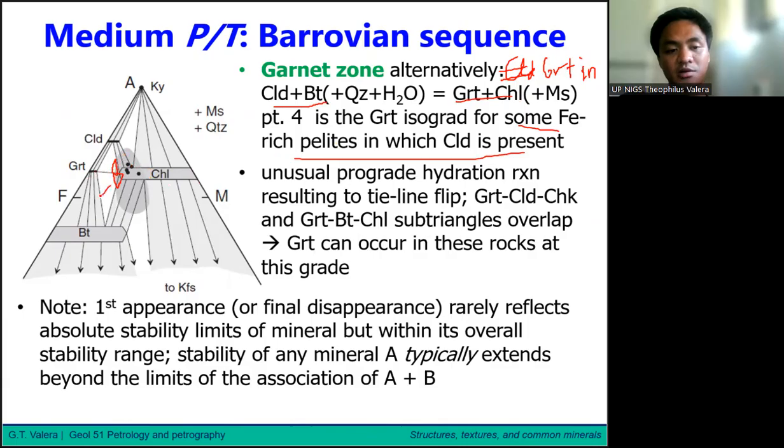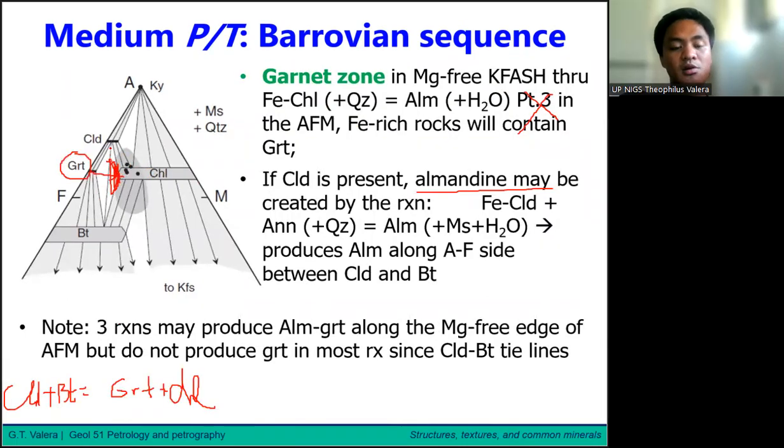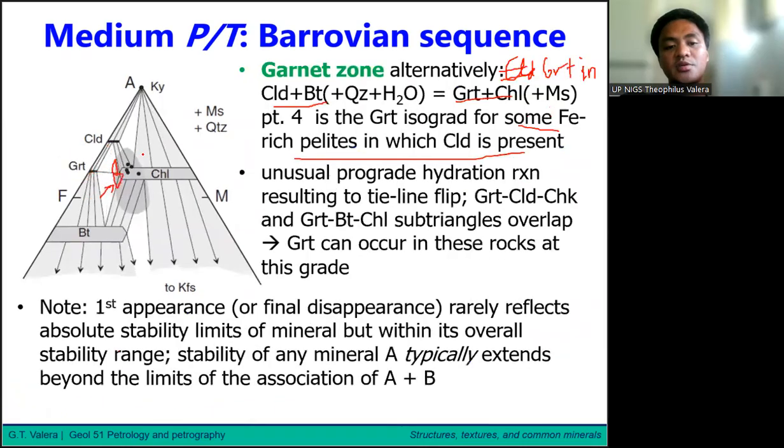For these rocks, however, itong rocks na to, chloritoid initially was present. Ito yan sila, di ba? Initially, chloritoid was present. Due to the reaction, chloritoid was spent. So, chloritoid-out siya. And at the same time, garnet-in isograd siya. Okay? So, yon.